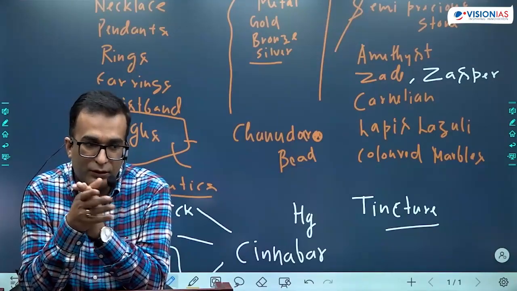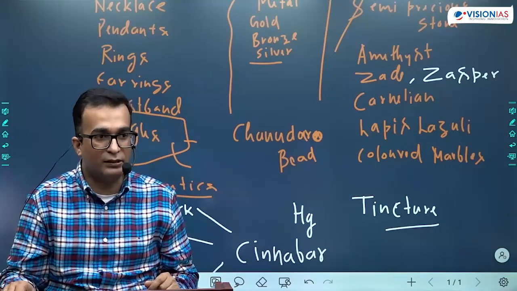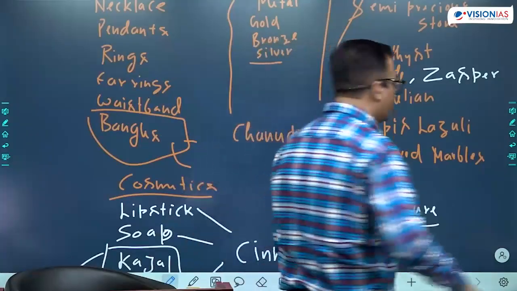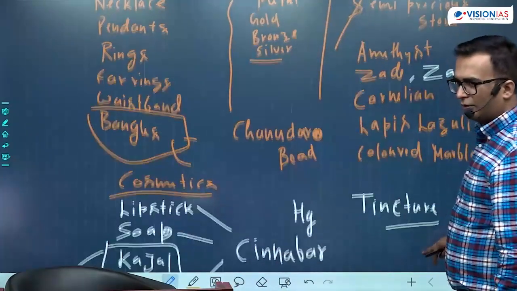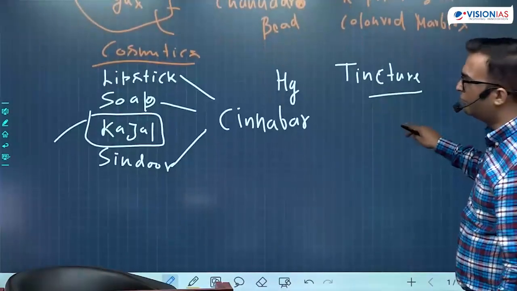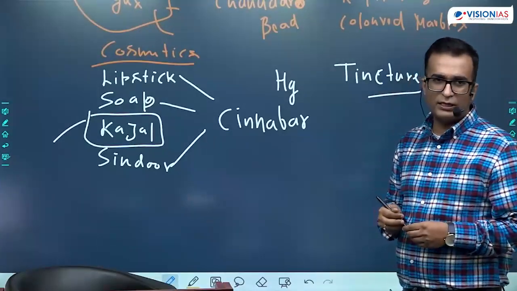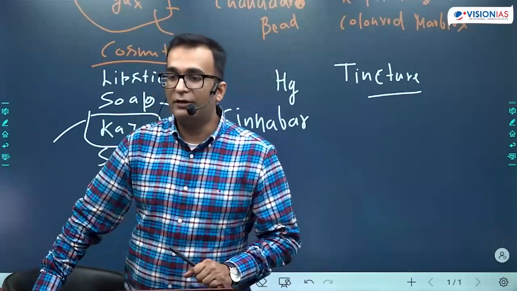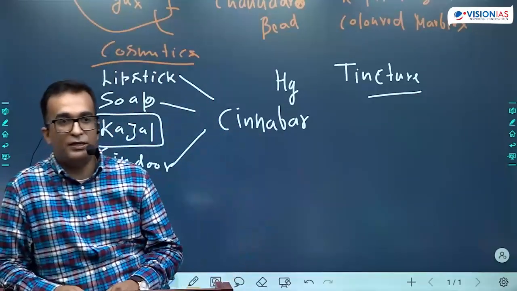Then, cosmetics we have already discussed in the classes in some detail, and chemical compositions we also wrote at that time. You remember what were the chemical compositions of sindoor and tincture? Both are derived from mercury, and one is HgCl2, one is Hg2Cl2.